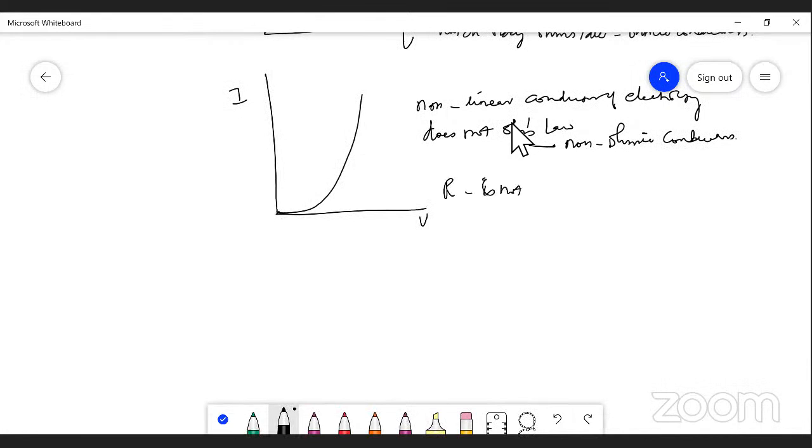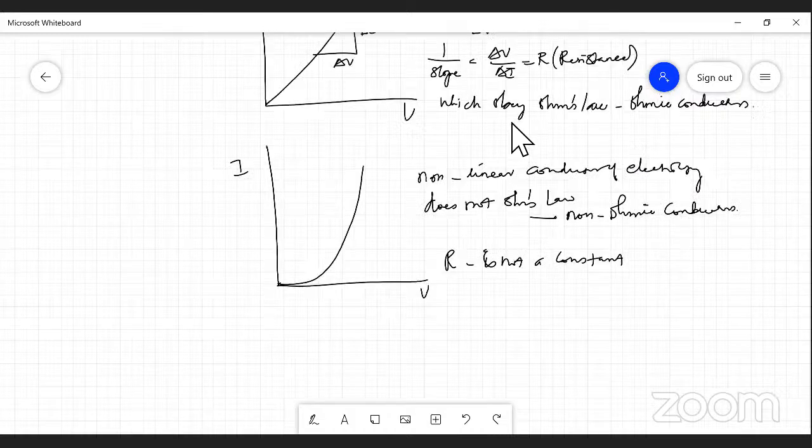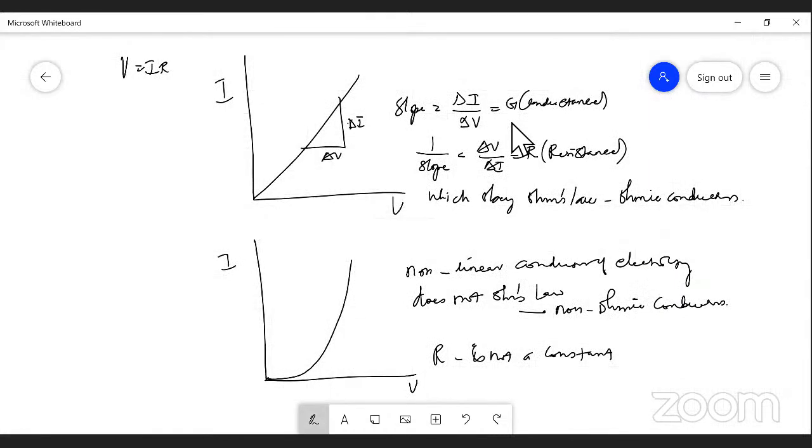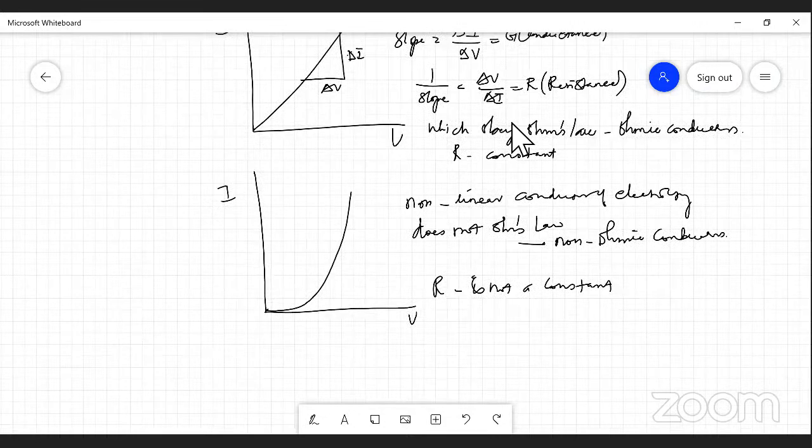R is not a constant in this case. Whereas in this graph, for those conductors which obey Ohm's law, R is a constant. So in nonlinear conductors, R is not a constant.